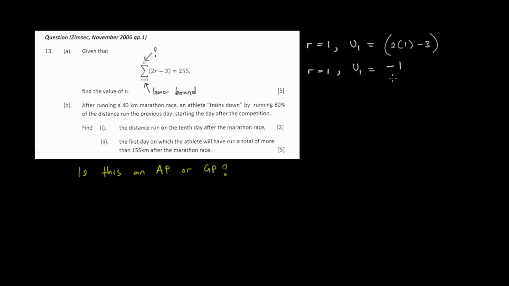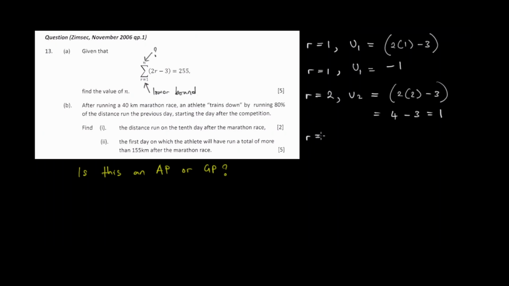Saka kana ariwo mawaniro atinoita u1, what about u2 when r is equal to 2? u2 anenge ari equal to chi? Anyone to answer? Anenge ari equal to 1. Anenge ari equal to 1 from the sense 2 times 2 minus 3, which means 4 minus 3, which is equal to 1. Saka kana r ari equal to 2, the second term anenge ari equal to 1.